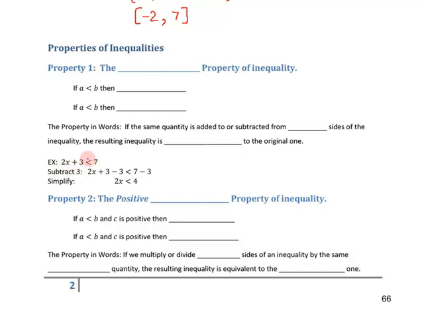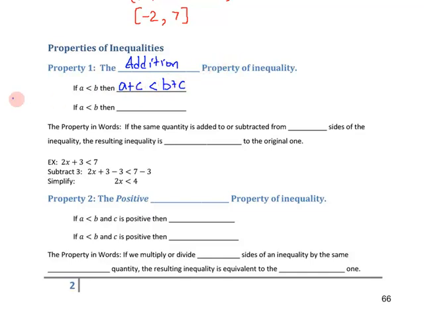So there's a couple of properties that inequalities have that we need to make use of. The first one is the addition property, which is going to be familiar to you because we use this exact same property with equations. It works both in equations and inequalities. That says if A is less than B, then A plus C is less than B plus C, no matter what C is.